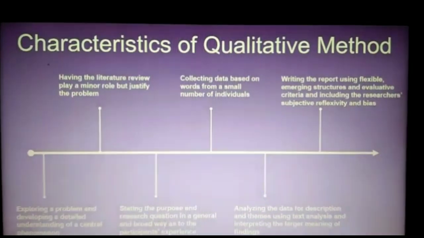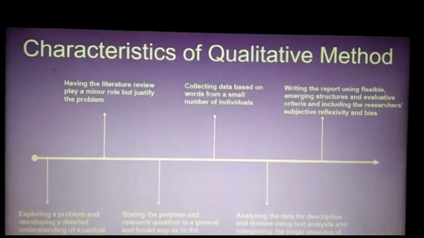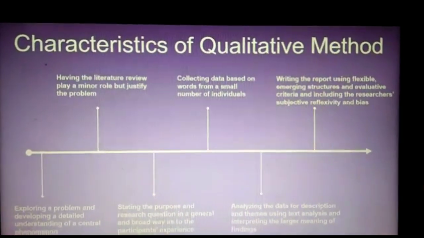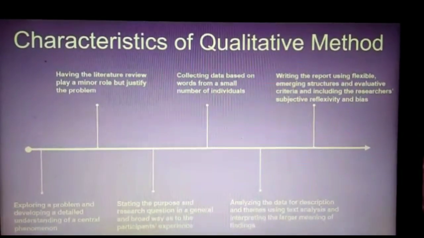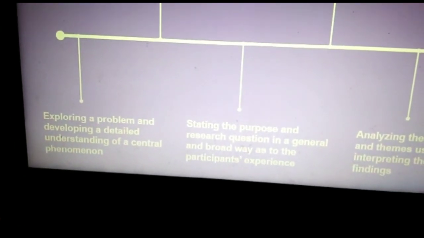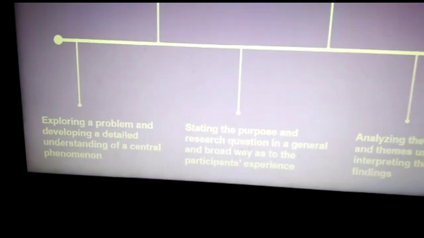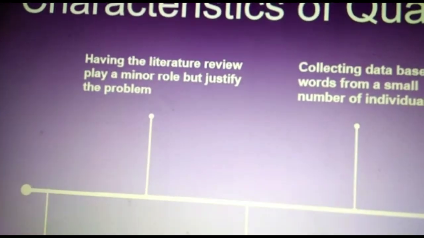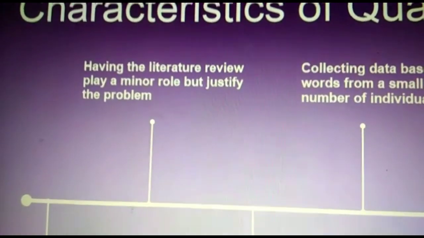So I will explain my material using PPT. Okay, next move to the PPT. Here are the characteristics of qualitative method. There are five characteristics. The first one is exploring a problem and developing a detailed understanding of a central phenomenon. Second, having the literature review play a minor role but justify a problem.